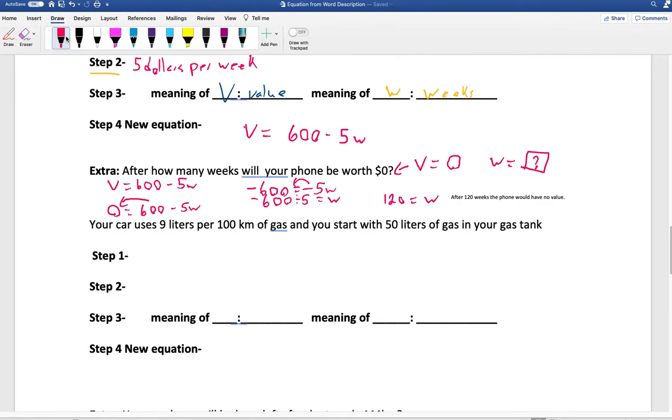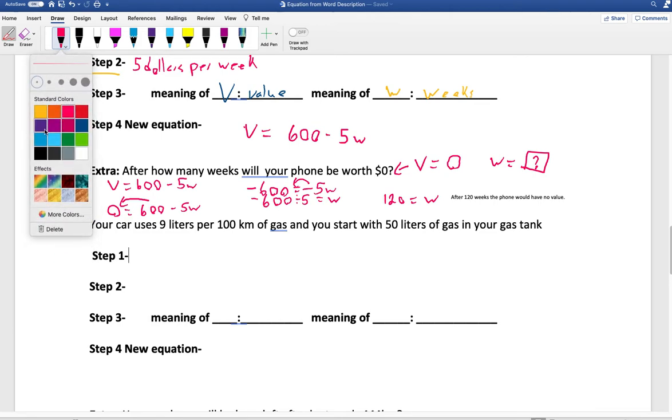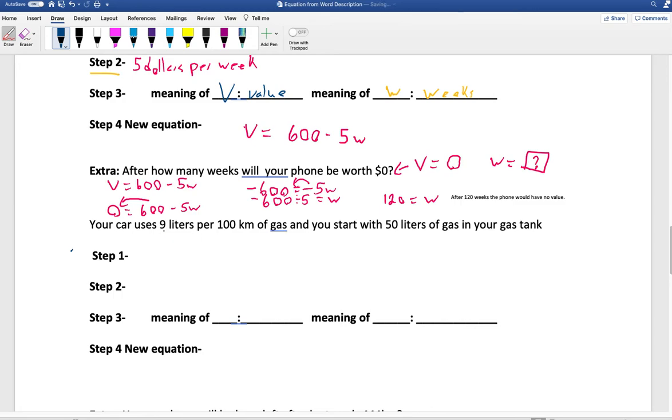So, where's my initial? So we have our initial value or starting point here. The per, that's going to be the rate of change. But our initial here is 50 liters. So our initial is 50. Now what's our rate of change? 9 per 100 kilometers. It's kind of a messy one. So we could write that as a fraction, 9 over 100. So that is liters per kilometer.